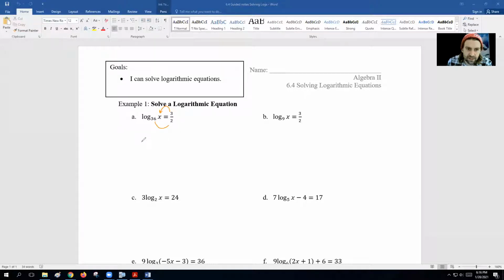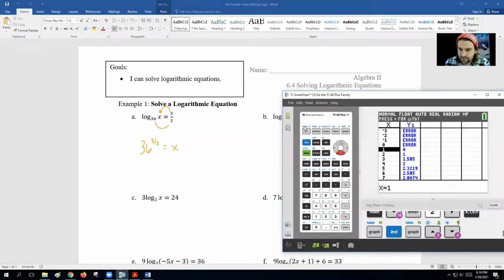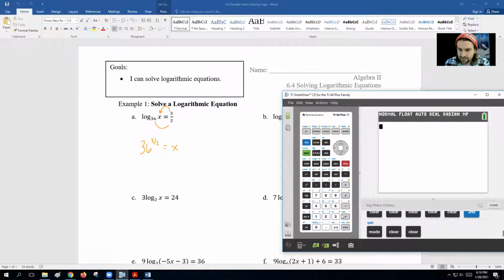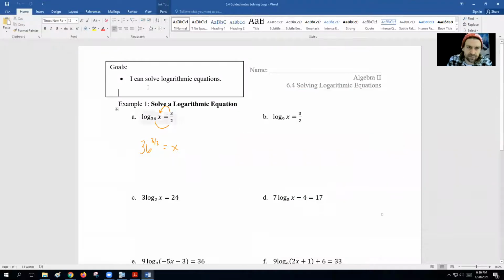In this case, we would get 36 to the 3/2 power equals x. So we just need to take out a calculator, figure out what 36 to the 3/2 power is, or take the square root of 36 and then cube it. But calculator is pretty much our friend here. 36 to the 3/2 power, we get 216. All right, so that one was a piece of cake.